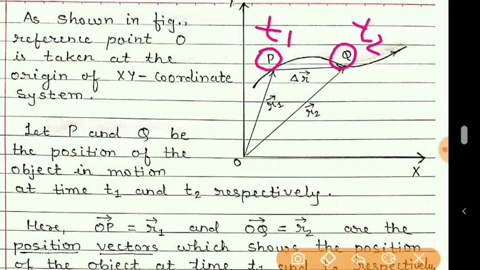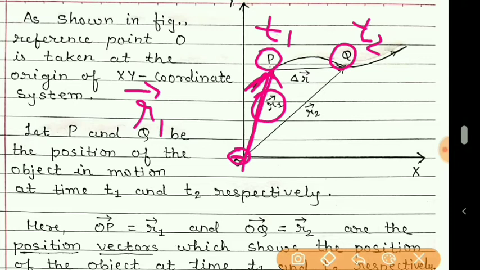But if I want to show this position with respect to the reference point, that is origin, then I have to show that position by a vector. You can see this vector. It shows the position of point P, that is the initial position of the object. So this arrow which shows the position with respect to origin is nothing but the position vector, and here that position vector is represented by r1, and there is a vector sign on it.